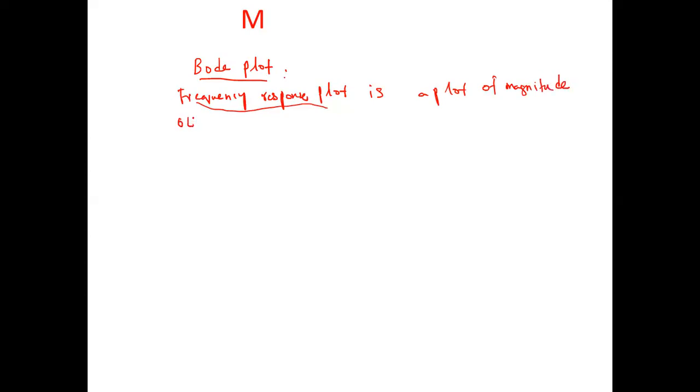Magnitude of the open loop transfer function, which is given as G(s)H(s). Here the value of s is replaced by j omega, that's it. So we can say G(j omega)H(j omega). This is the open loop transfer function. So it is a plot of the magnitude of the open loop transfer function and the phase angle of G(j omega)H(j omega), when omega is varied from 0 to infinity.